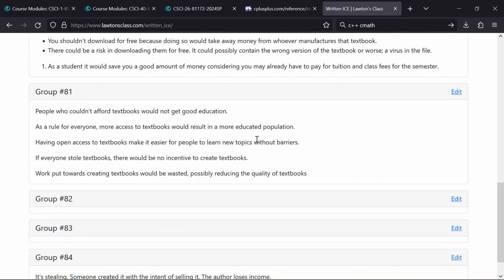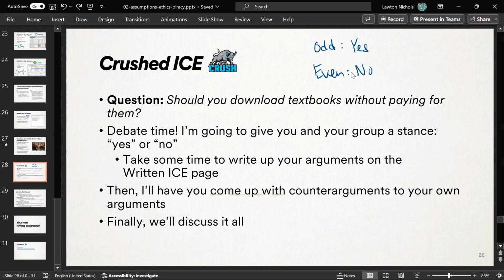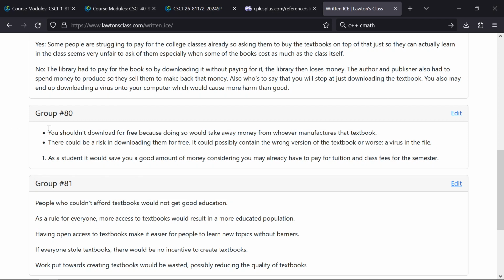Let's do an even group. Let's maybe do group 80. So an even group said, no, we don't like piracy. So what are some good arguments against piracy? You shouldn't download for free because doing so would take away money from whoever manufactures that textbook. That's a great argument. Yeah, that would not be good.